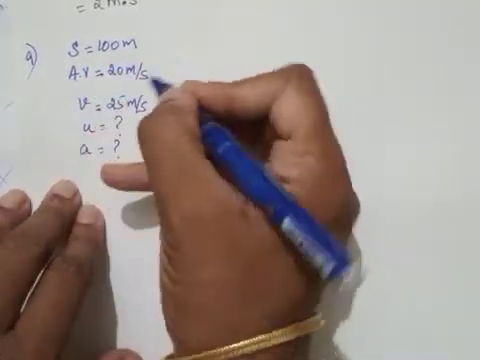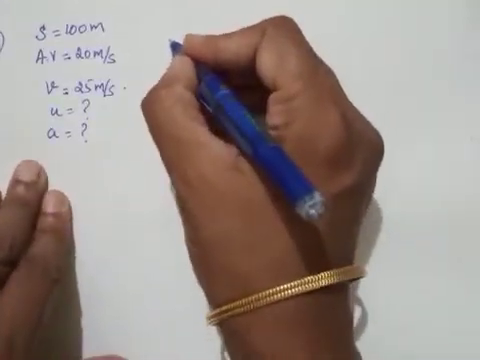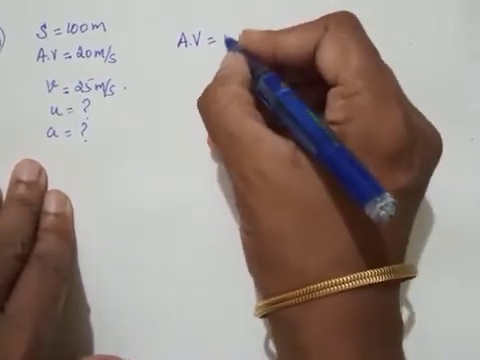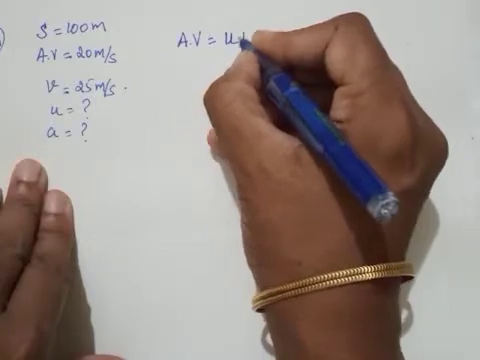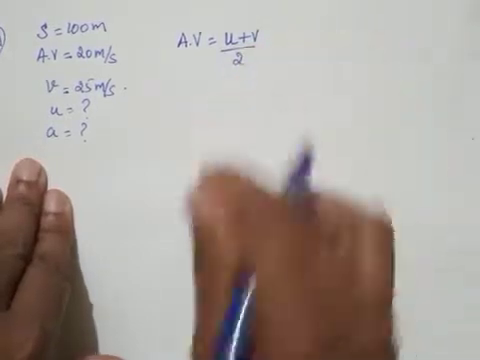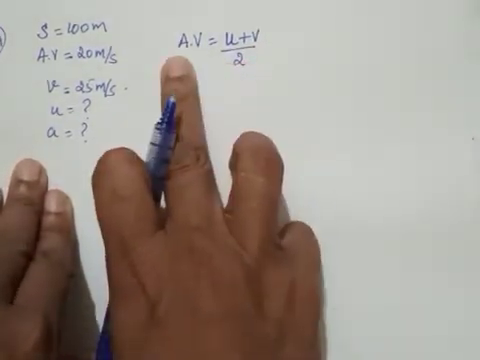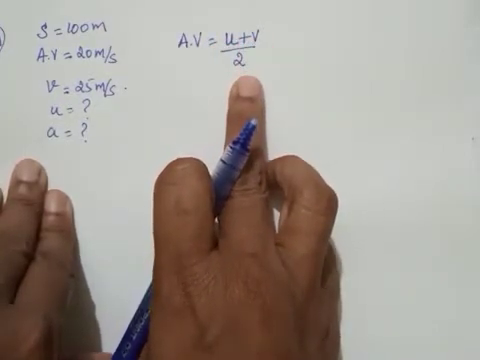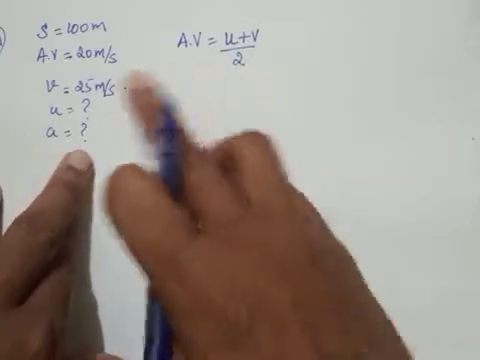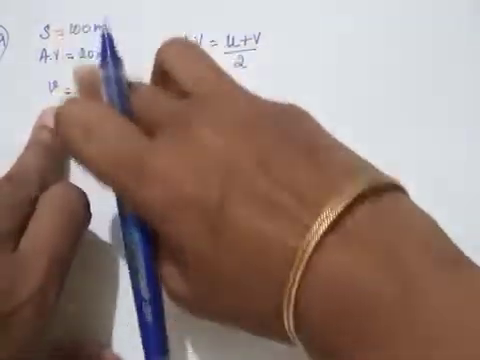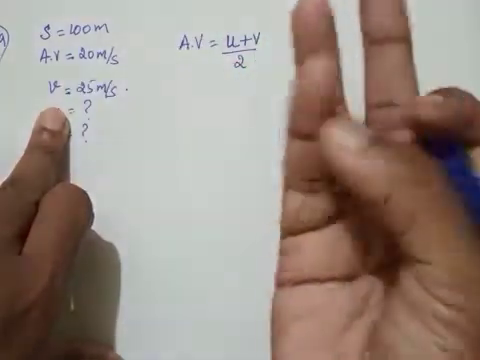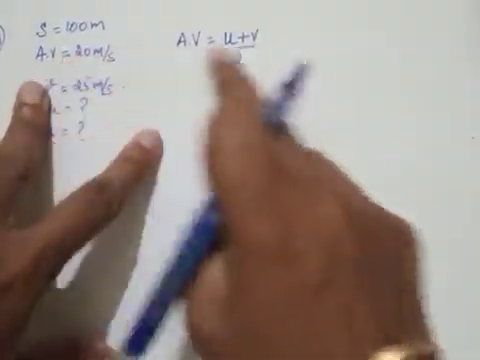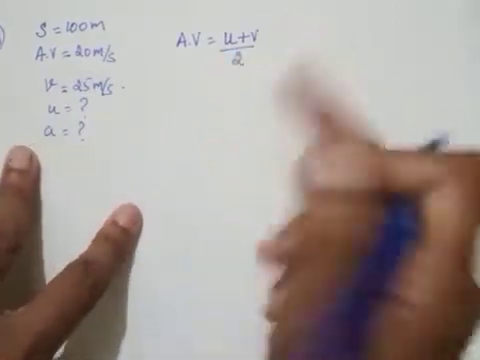Now, there is one more formula for average velocity which you have not studied. I want to tell you now that average velocity is initial velocity plus final velocity upon 2. Is it clear? Otherwise, you can't find U and A, because S and V are given, you don't know T and you don't know U. Without knowing T, you can't find it. So you have to use another formula. Average velocity is U plus V by 2.